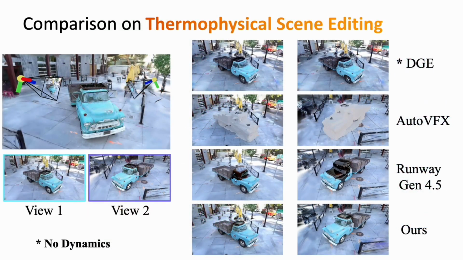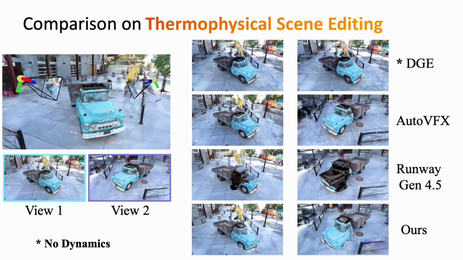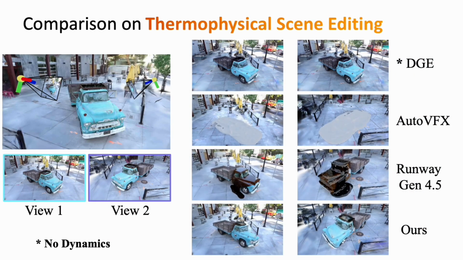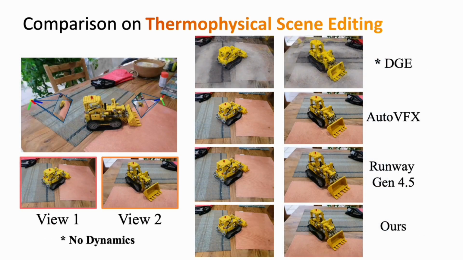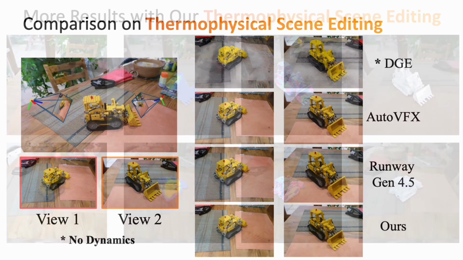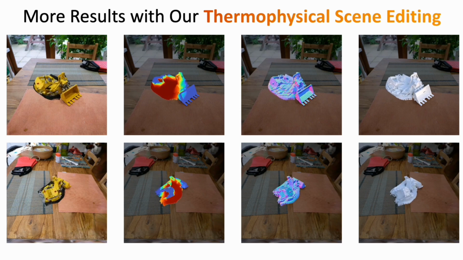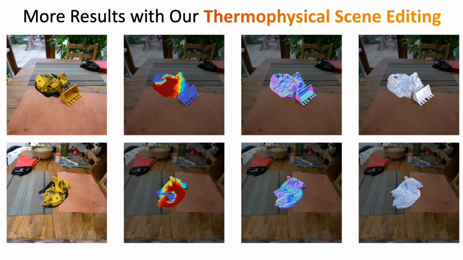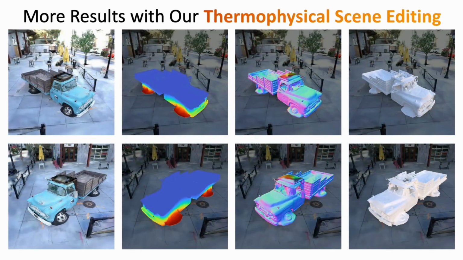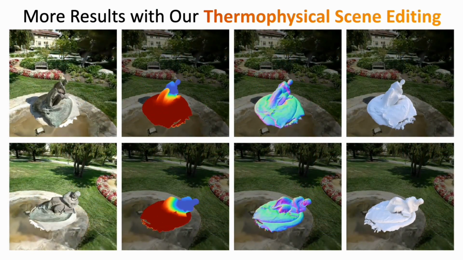We compare our melting edits against three representative state-of-the-art approaches: DGE, AutoVFX, and Runway Gen 4.5. Prior methods lack physical realism, photorealism, or multi-view consistency, whereas MeGAS preserves photorealistic appearance and delivers physically plausible, temporally consistent melting. We visualize more thermomechanical dynamics of our method under heat diffusion control. As the temperature field propagates through the object, phase change-aware control triggers constitutive model switching, yielding realistic melting-style scene editing. We illustrate the deformation process on real-world scenes. Our method achieves high physical plausibility as well as strong temporal and multi-view consistency.